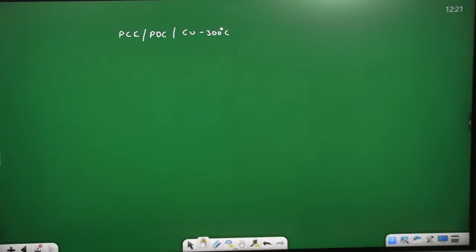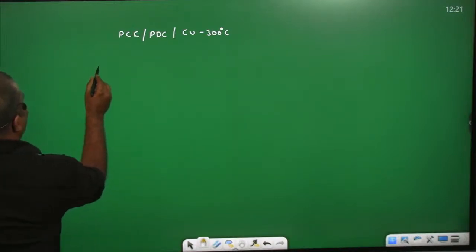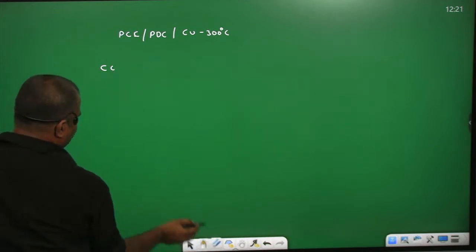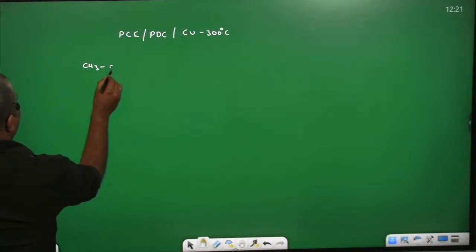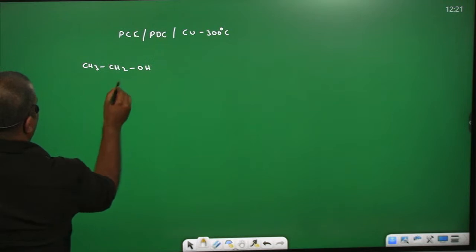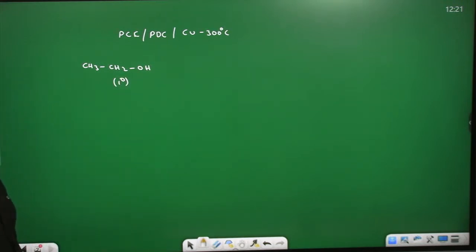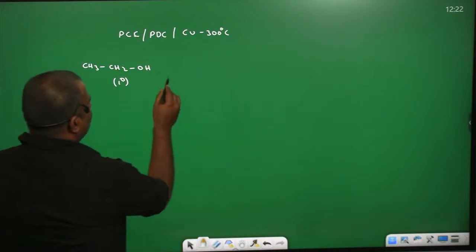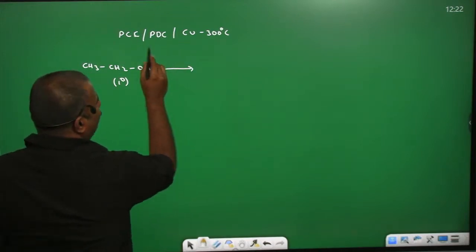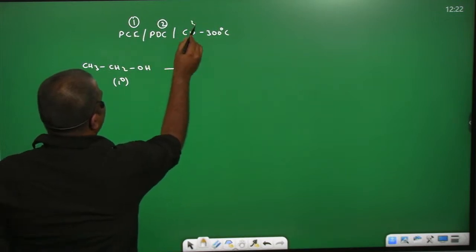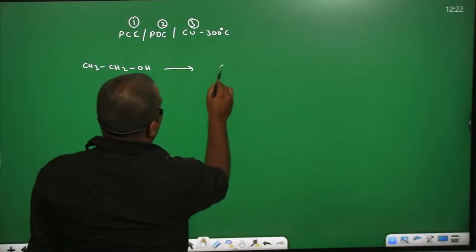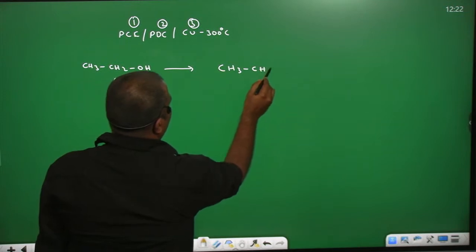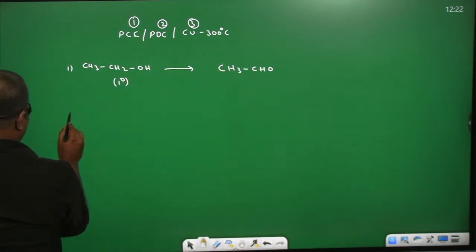What will happen? The primary alcohols, CH3CH2OH. By using any of these reagents, PCC or PDC or copper at 300 degrees centigrade, any of these three reagents can convert primary alcohols into aldehydes.